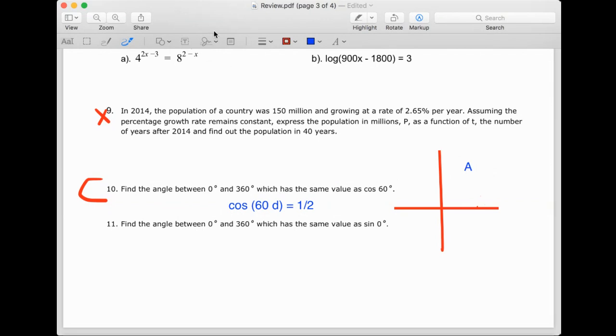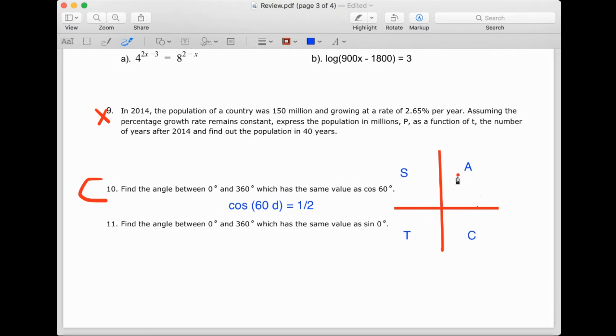All students take calculus: first quadrant, second, third quadrant, take fourth quadrant, calculus. In the first quadrant, every trig function is positive. In the second quadrant, only sine and its inverse, cosecant, are positive. In the third quadrant, only tangent and cotangent are positive. In the fourth quadrant, only cosine and its inverse, secant, are positive. So cosine 60 in the first quadrant is positive.